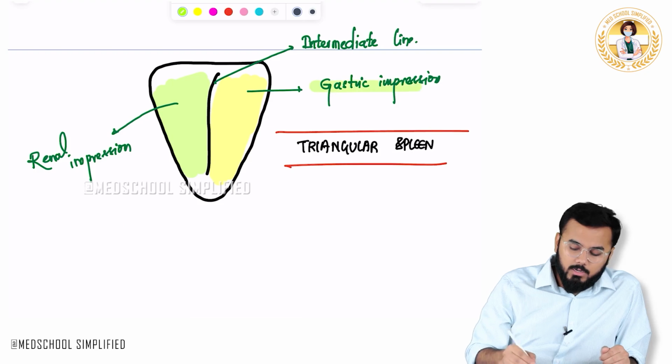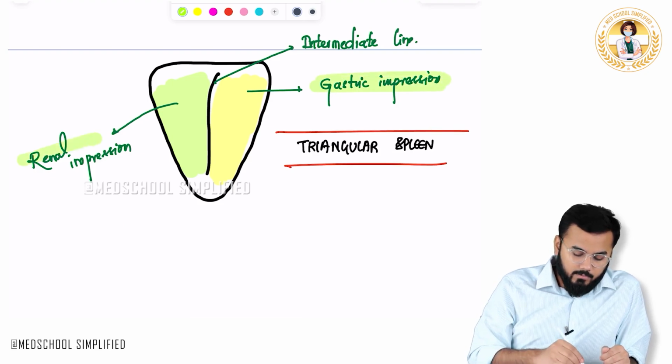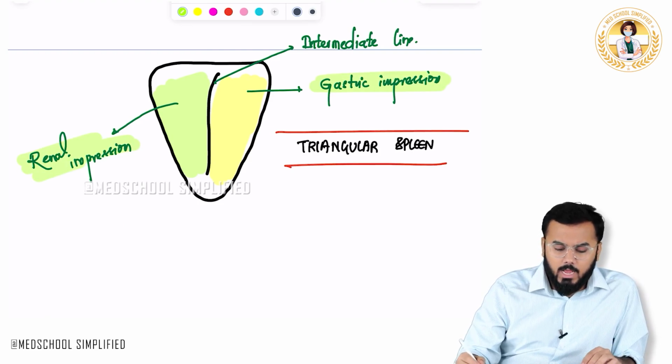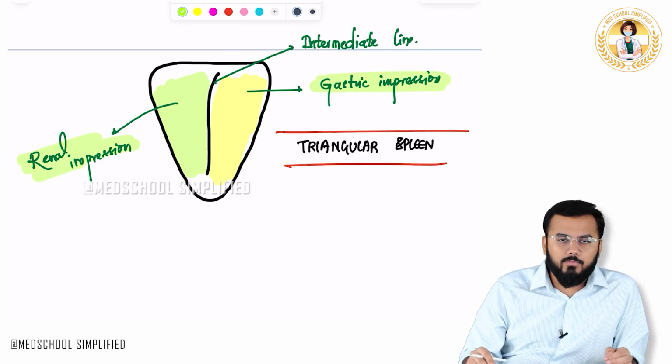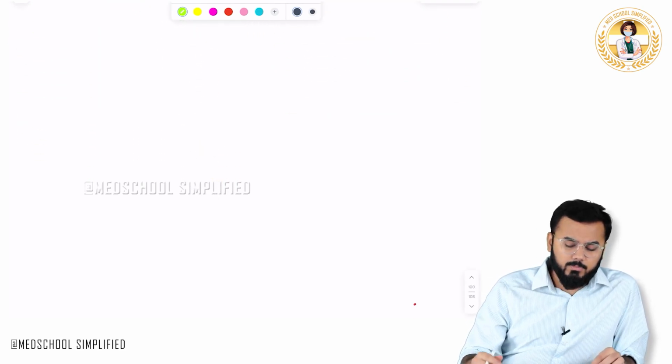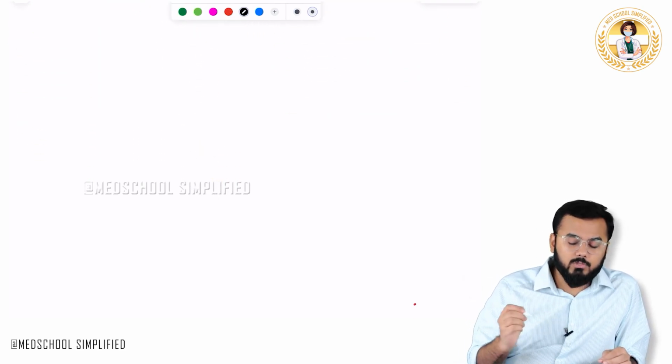Yes, over here we have got gastric impression over here and we have got the renal impression over here. There are two impressions, okay. So these are the different kinds of spleens which we have. The second important thing we shall discuss is where the spleen is located. What is the topography of the spleen?